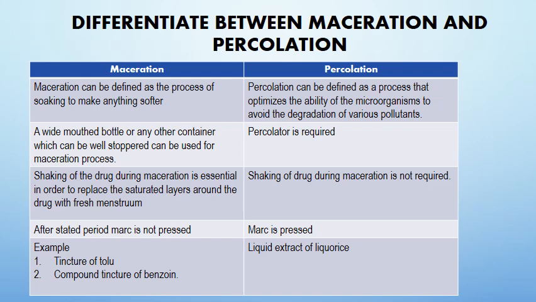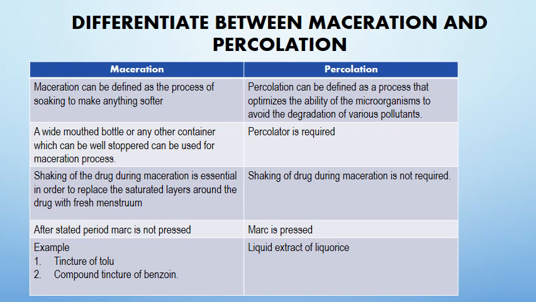Difference between maceration and percolation. Maceration can be defined as the process of soaking to make anything softer. But percolation is defined as a process that optimizes the ability of microorganisms to avoid the degradation of various pollutants. In maceration, a wide mouthed bottle or any other container which can be well stoppered can be used for this process. But for percolation, percolators are utilized.